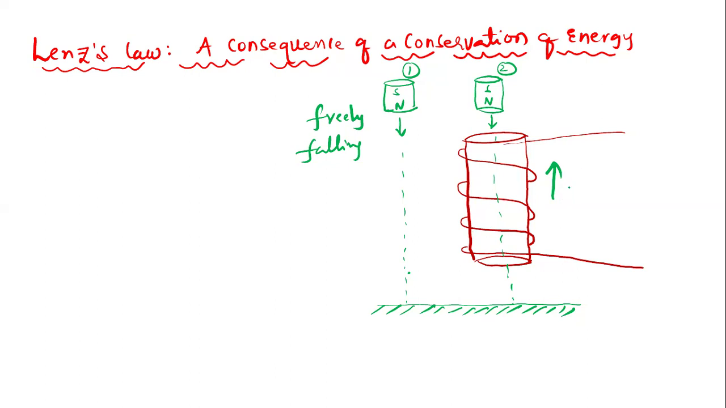Why? Inside this, if it is north here, automatically here also it will develop north, and here also it will develop south. Yes or no? Whenever it is going towards it, more number of field lines will be passing through this area or not? Yes or no?